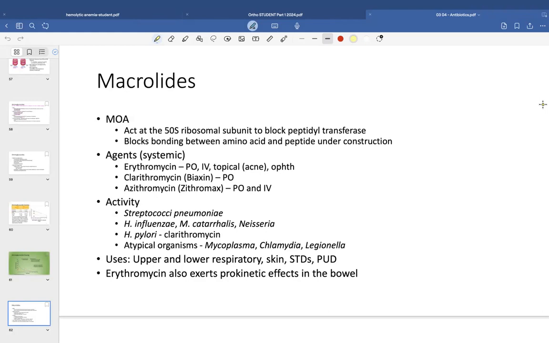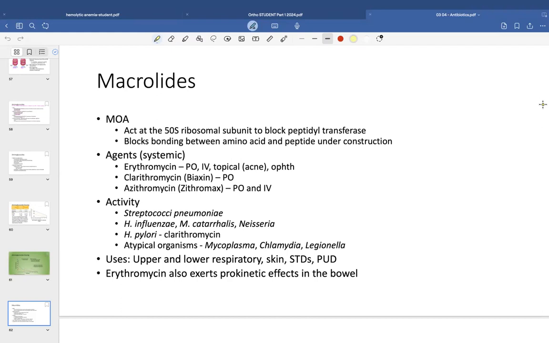That would be erythromycin and its friends clarithromycin and azithromycin. These bind the 50S subunit and block the bonding between amino acids and peptides that are being built in the ribosome.